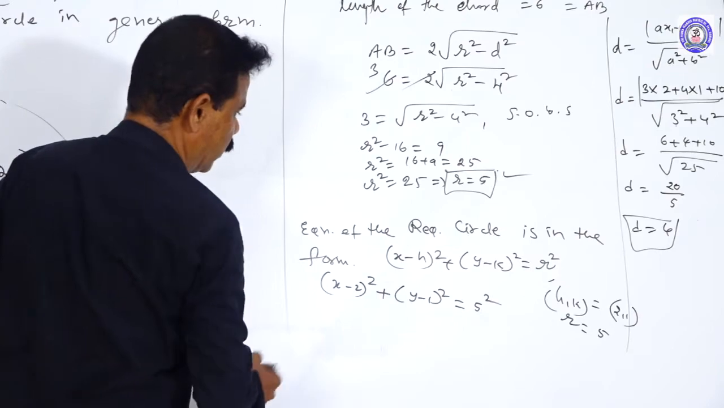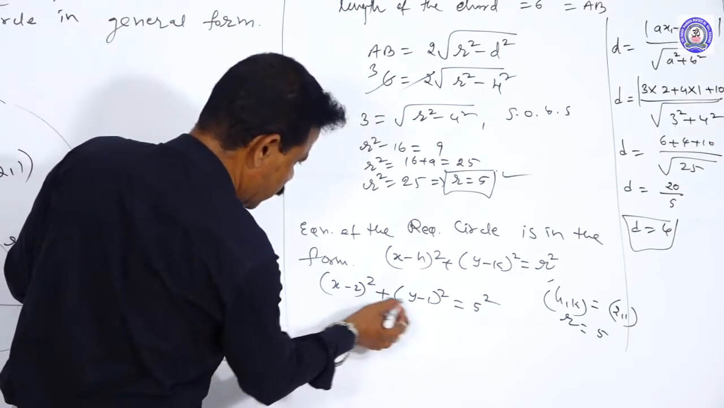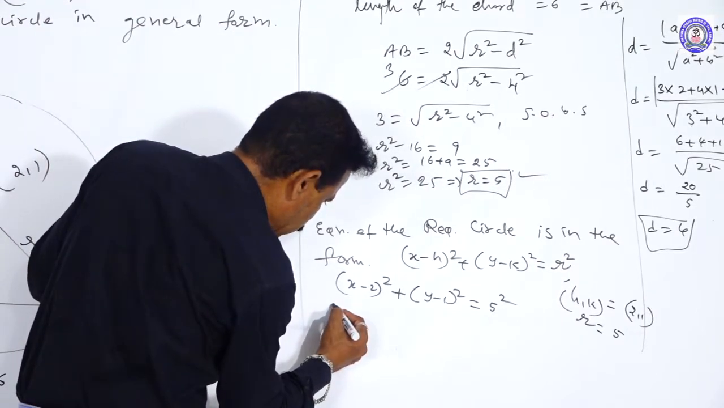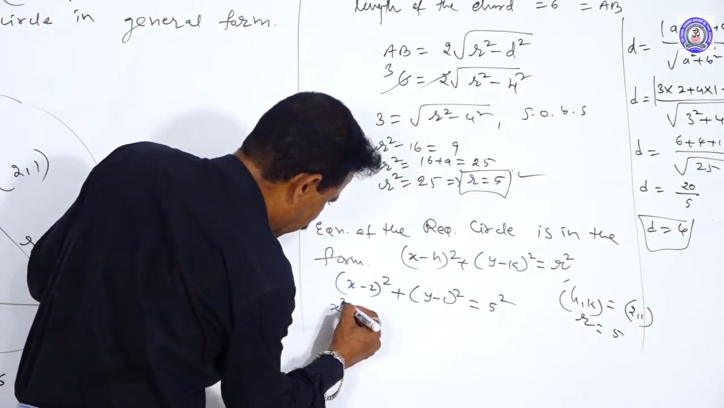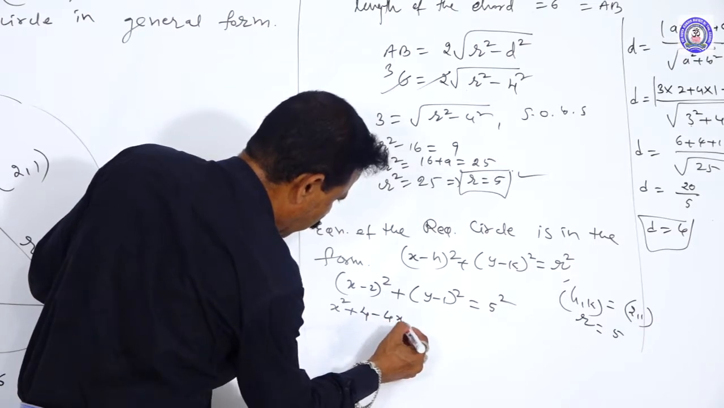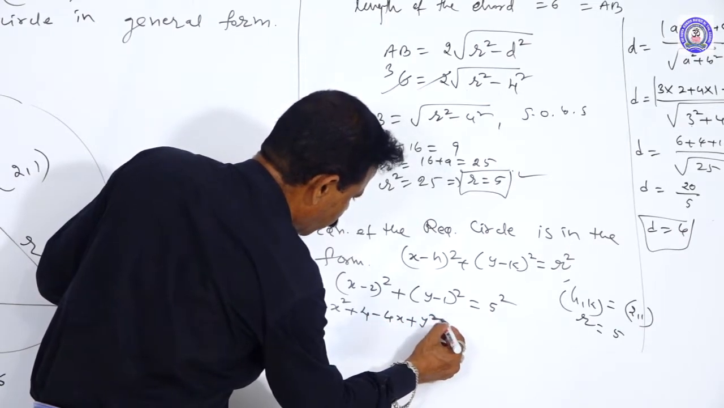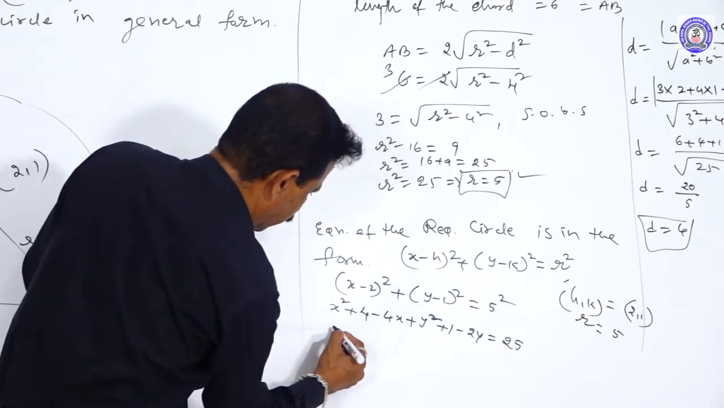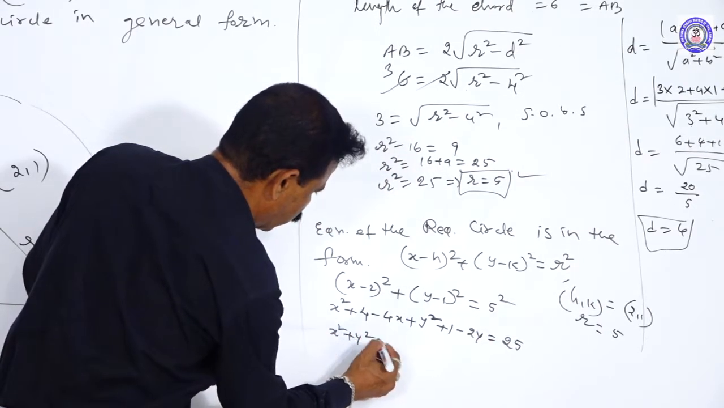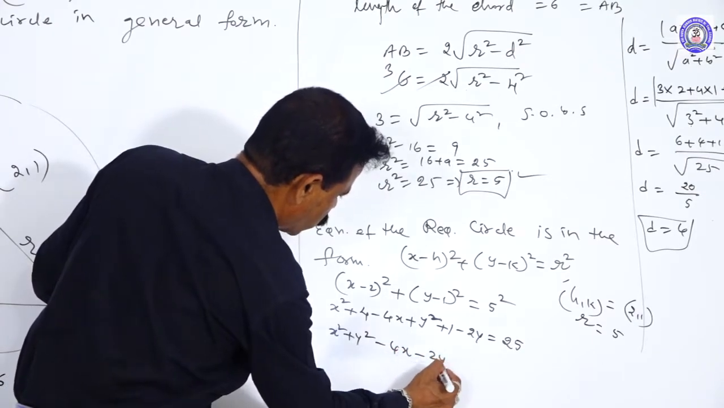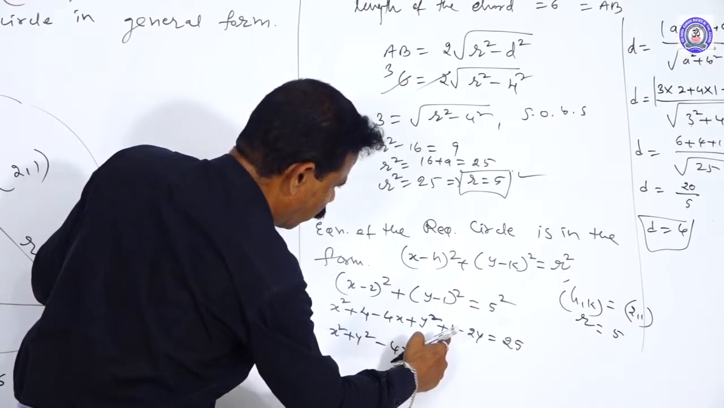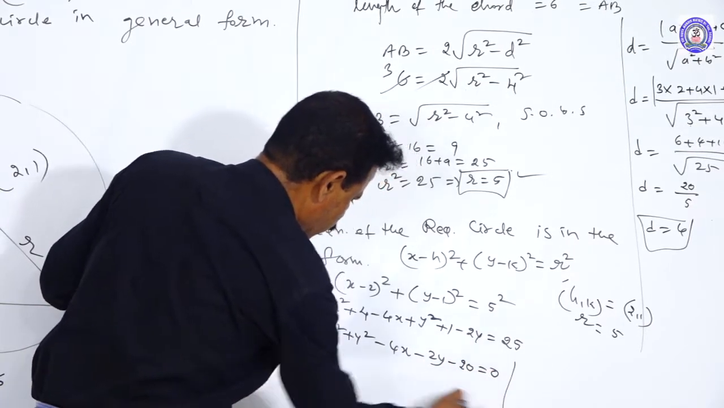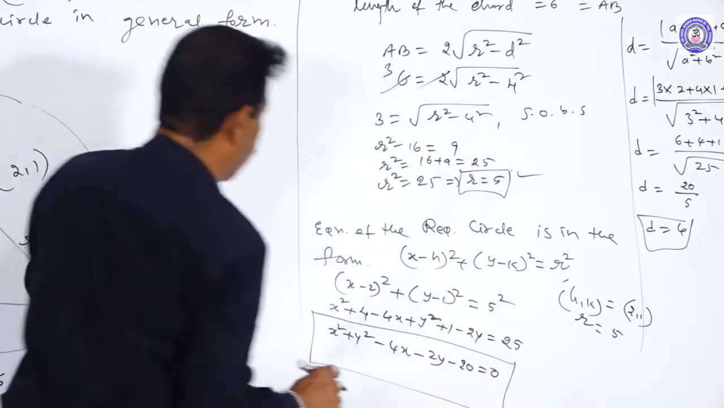It asks for the general form on expansion. This is not the general form; this is the center form. Expanding this equation, x² + 4 − 4x + y² + 1 − 2y = 25. So x² + y² − 4x − 2y + 5 − 25, that is, the left side becomes −20, equal to 0. This is the required equation of the circle finally.